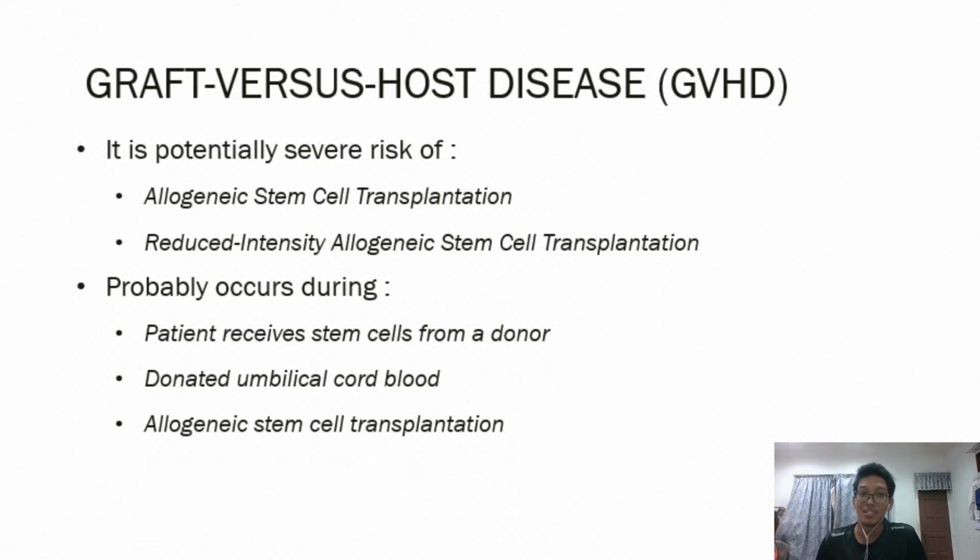What is graft versus host disease? It is a disease that is potentially a severe risk of allogeneic stem cell transplantation and reduced intensity allogeneic stem cell transplantation. The disease probably occurs when the patient receives stem cells from a donor, donated umbilical cord blood, and allogeneic stem cell transplantation.